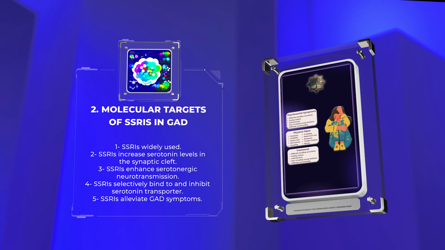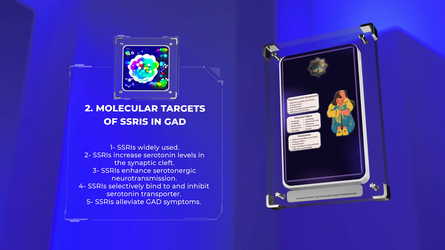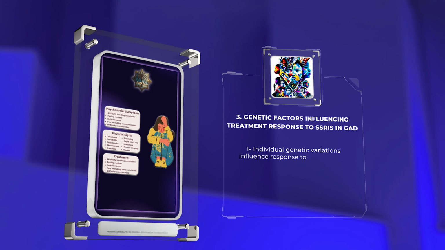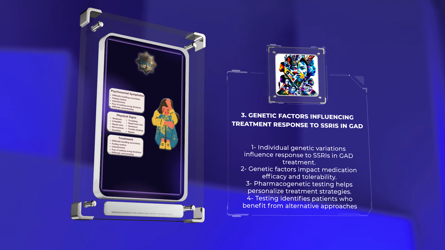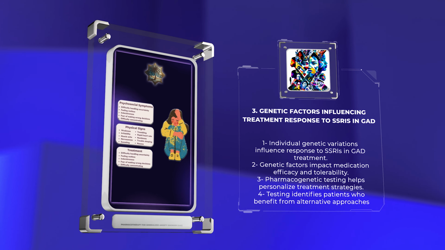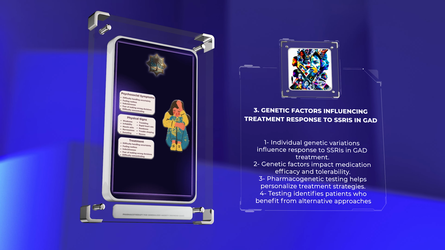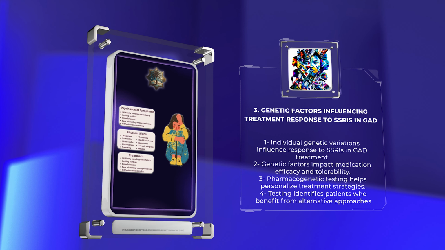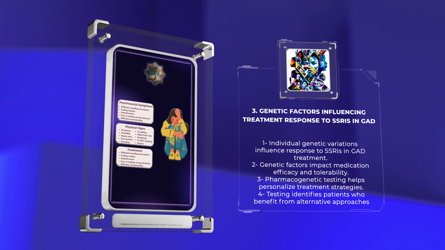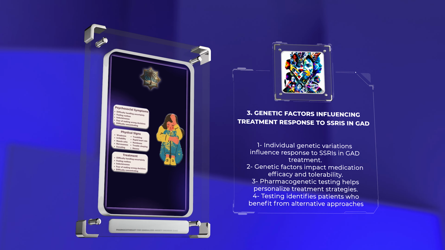Additionally, SSRIs may also have downstream effects on other neurotransmitter systems, such as norepinephrine and dopamine, contributing to their anxiolytic effects. Individual genetic variations can significantly influence the response to SSRIs in the treatment of GAD. Polymorphisms in genes encoding drug metabolizing enzymes, drug transporters, and serotonin receptors can impact medication efficacy and tolerability. Understanding these genetic factors can help personalize treatment strategies and optimize outcomes.